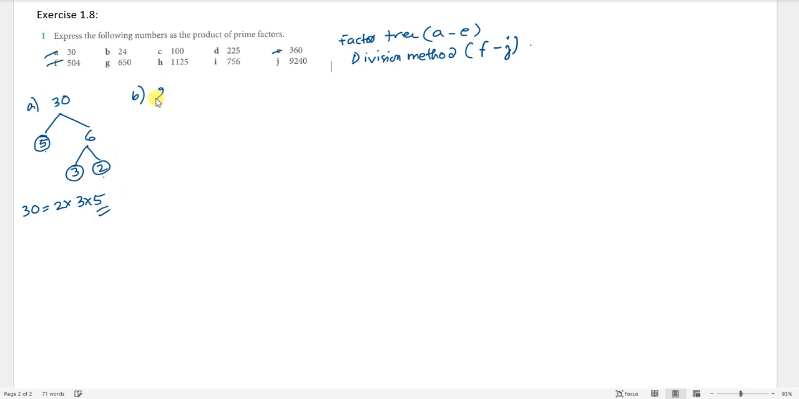B is 24. We can break 24 down to 3 times 8. 3 8s are 24. So 3 is a prime number, we circle it. 8 we can write as 4 times 2 is equal to 8. 2 is a prime number, we circle it. And then we have 4. 2 times 2 is equal to 4. So we have 24 is equal to 2, 2, 2, and 3. So 2 times 2 times 2 times 3.